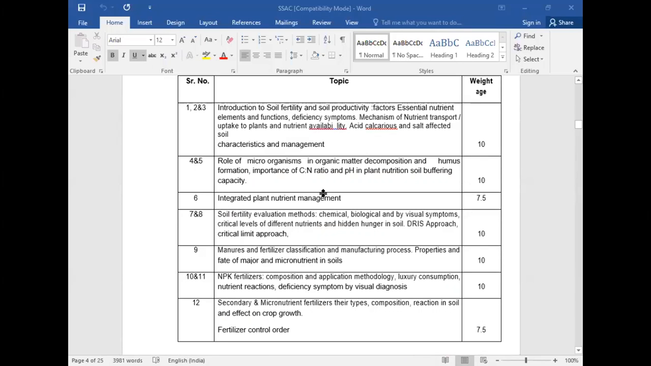Okay, the next topic is role of microorganisms.